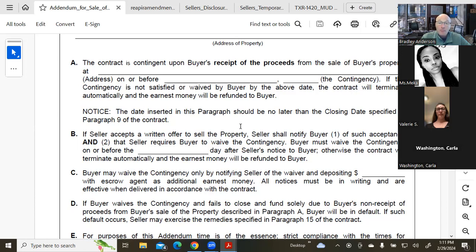So then it says, paragraph 3, buyer may waive the contingency only by notifying the seller of the waiver and depositing more money as earnest money. So why would you do that? Because if you're going to waive the contingency, but the buyer still knows that they have to sell that home to go buy this one, the seller wants more skin in the game. So that is basically all there is to a contingency offer. This has to be submitted along with your other paperwork.